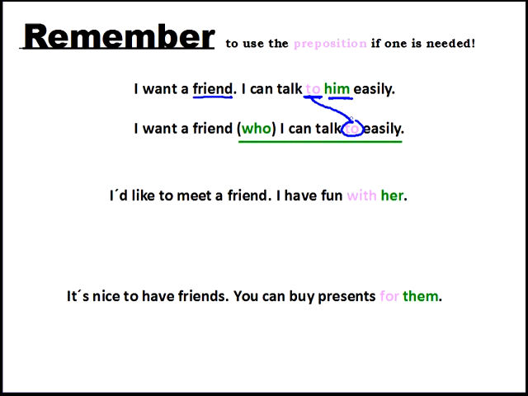Remember, I don't need to remove that preposition. It's very important that I'm still using that preposition. This is the only part that I'm taking away. And when I replace it, I still need to use my preposition, though. Okay? Use the preposition.